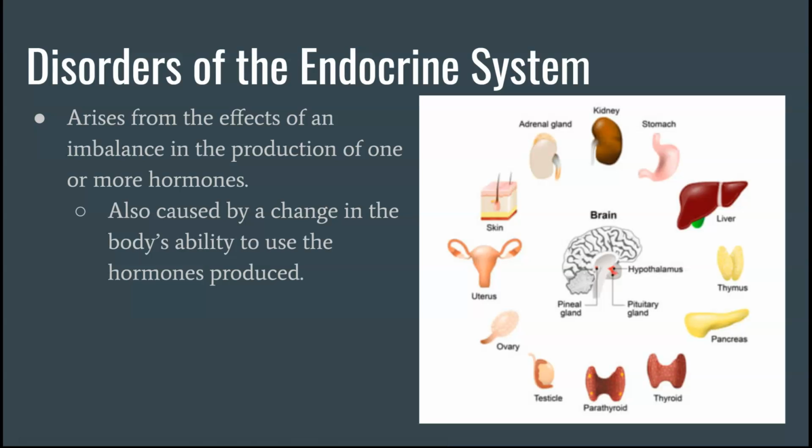So disorders of the endocrine system are either caused by an imbalance of the production or the body's ability to respond to the hormones being produced. And that's sort of where diabetes type 2 comes into play, right? We call it insulin resistance.